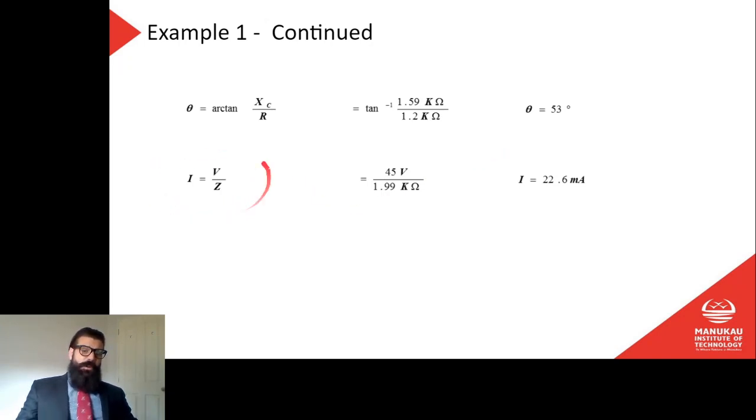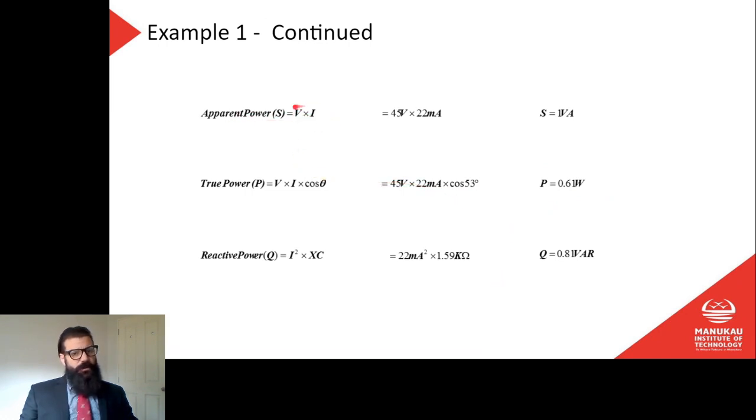The next thing I'll do is work out my current. Again, why do I want to know the current? Well, power equals volts times amps. So if I want to work out power, it's going to be handy for me to know what the current is. So I equals V over Z. V in this situation is going to be my supply voltage. Z will be total impedance, right? Because if I want to work out total current, I need to know total impedance. So it'll be 45 over 1990 equals 22.6 milliamps, being 0.0226 amps, or 22.6 milliamps.